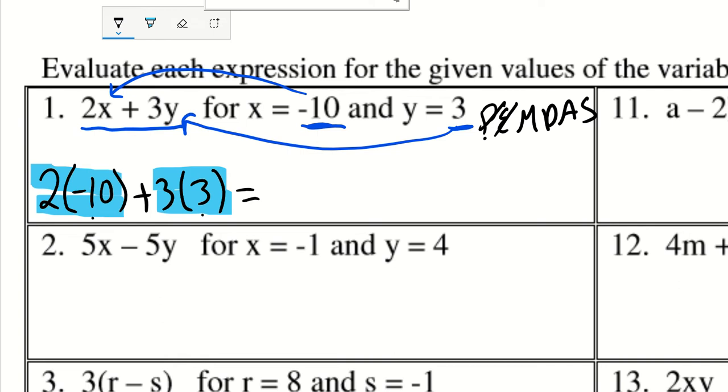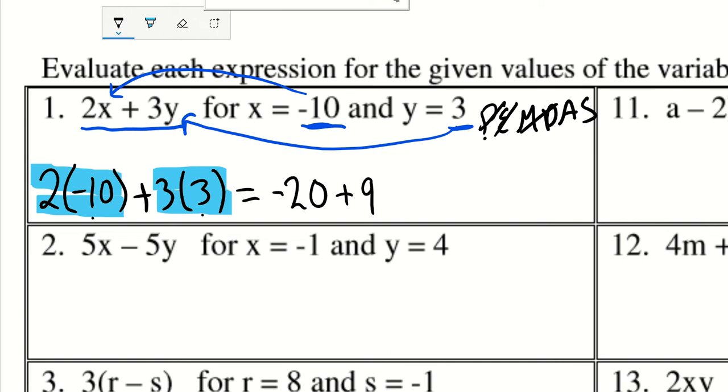In the first case, we have 2 times -10. 2 times 10 is 20. And then positive times a negative, different signs, is a negative. Then we have +3 times +3, that should give us +9. So as far as the multiplication and division, we're done.